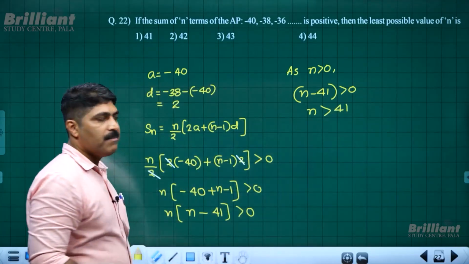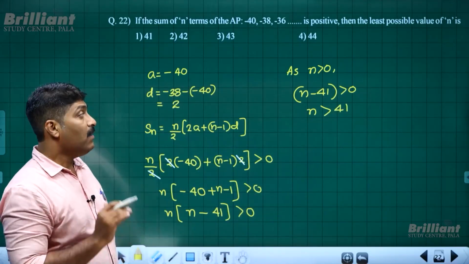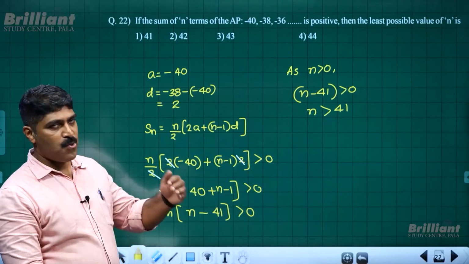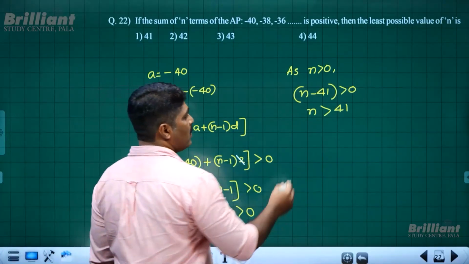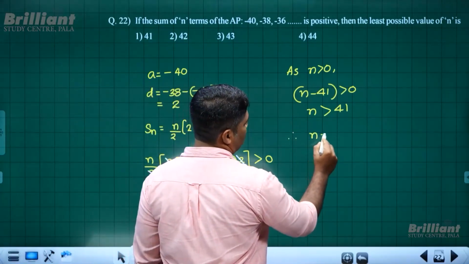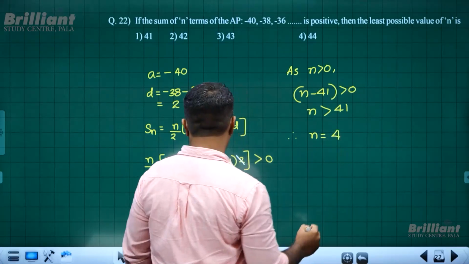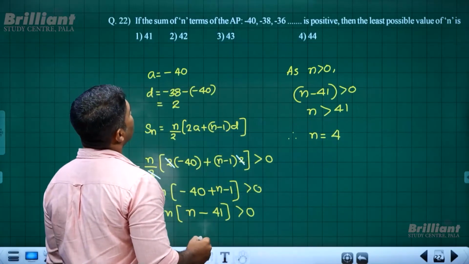So n is nothing but the number of terms. If n is greater than 41, which will be the immediately next largest value? Therefore the possible value of n is 42.